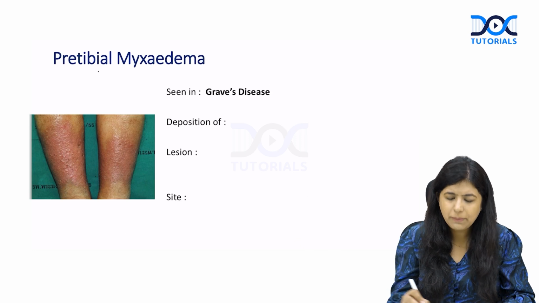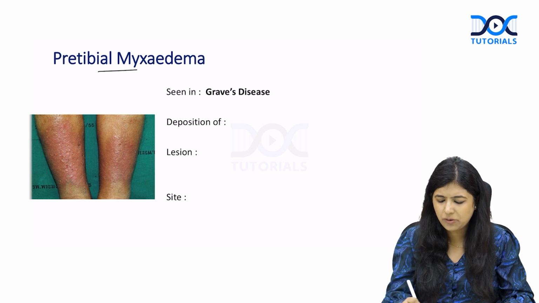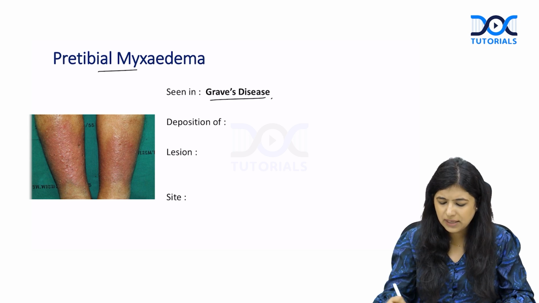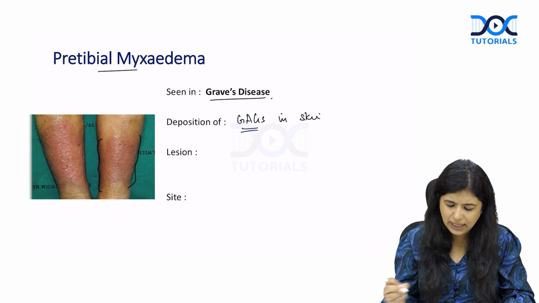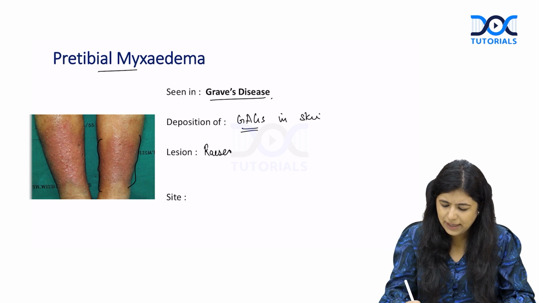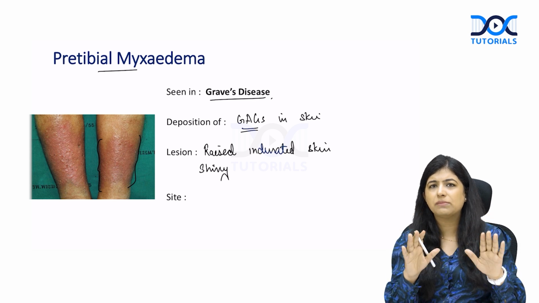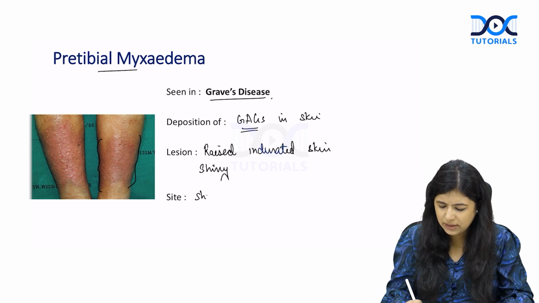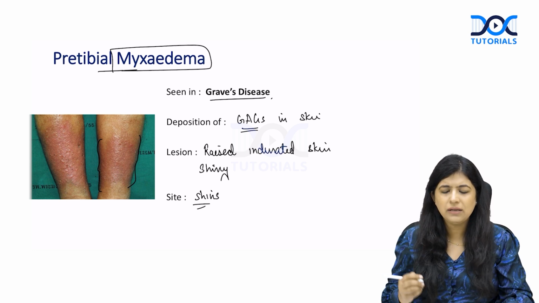So now what's happening in pretibial myxedema? Remember, this is only seen in Graves' disease. It is not seen in all causes of hyperthyroidism, only in Graves' disease, because here there is an increased deposition of glycosaminoglycans in the skin, because of which the skin becomes raised and indurated. So what you see here is raised, indurated skin, and it is shiny. So because there's something which is depositing in the skin, it becomes raised, it becomes firm, and it is commonly seen on the shins. So even though the term myxedema is used with hypo, remember this is seen in Graves' disease.